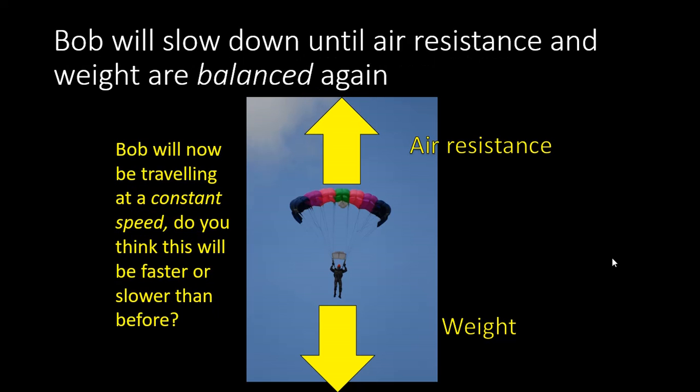Now, because you're slowing down, the air resistance is going to become smaller. Okay, so at this time, again, air resistance becomes equal to the weight, and you're falling now with a constant speed. This time only you can land safely. Why? Because you're not going to rush into the ground. You're going to land with a constant speed.